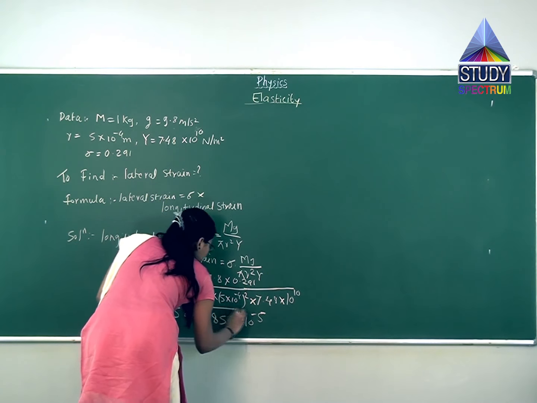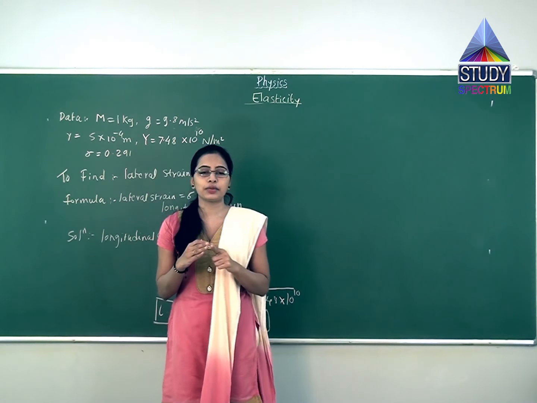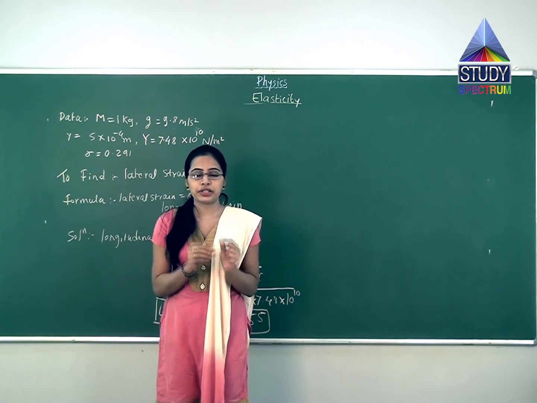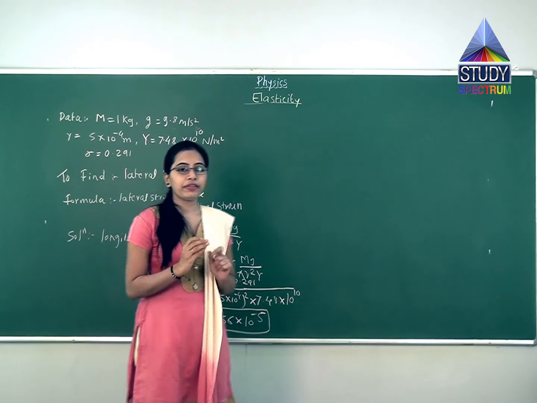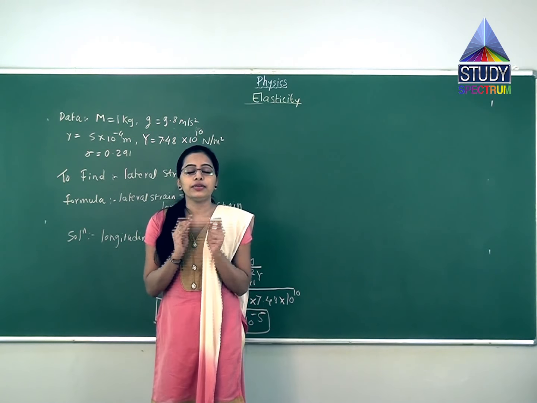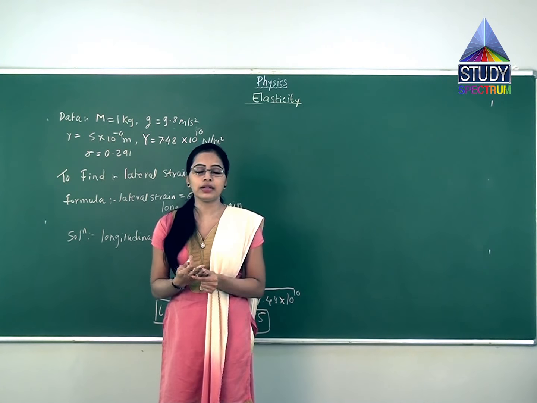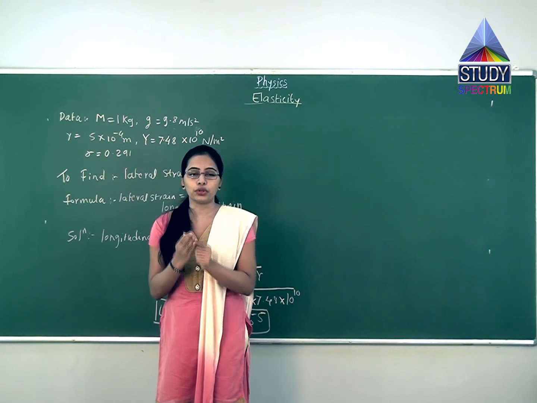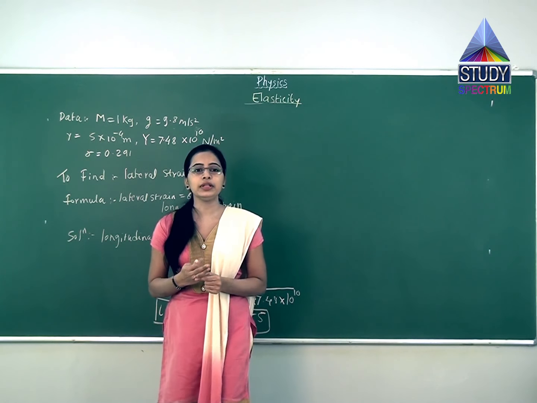Box your answer and write down the answer properly. As I mentioned earlier for the last problem, lateral strain produced in the wire is 4.856 into 10 raised to minus 5. Now here we don't have a unit since it is strain, that is a ratio of similar quantities, that's why there is no unit. So now let us move towards our next example.